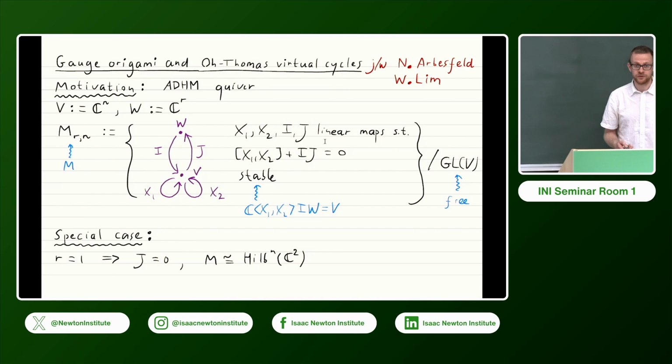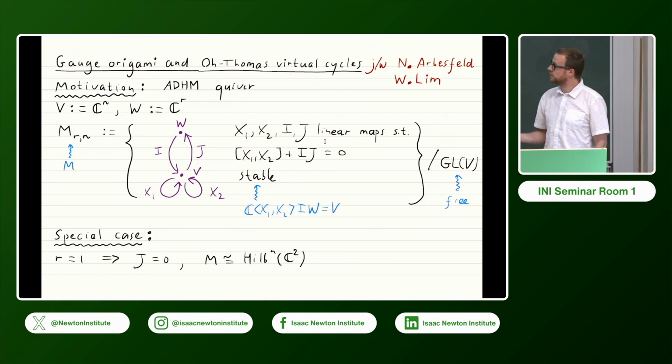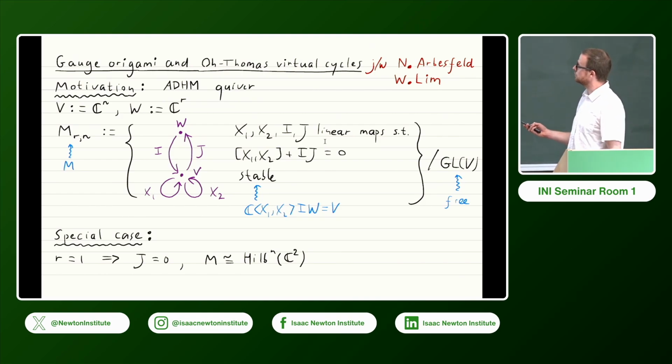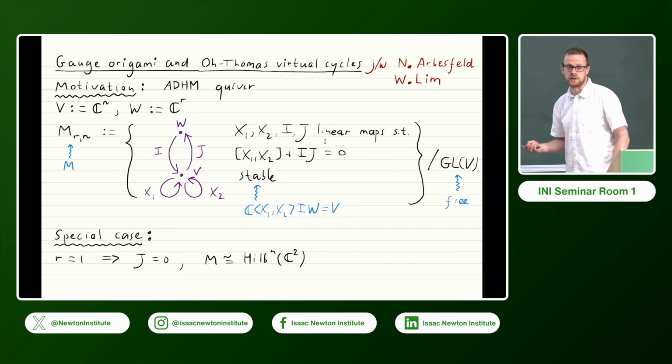And we impose some conditions. So the conditions are this equation here. So we want the commutator of x1 and x2 plus I composed with J equal to 0. So this is the ADHM equation. And then there's also a stability condition. So we require that if we act with polynomial expressions in the loops on the image of I, that we generate all of V. That's this condition here.